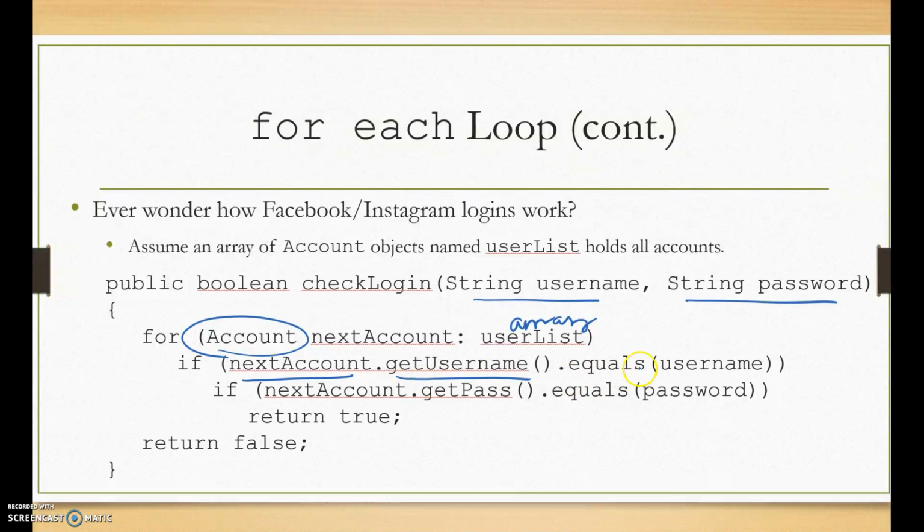That method username equals the username that's passed in. So if the username is a match, now I do the same thing and I call the password. If the password is a match, then I return true. If I've gone all the way through and I still haven't found it, then I return false. So this code is much simpler to read than if I were to have had a for loop, and that's why we like for each loops when they can help us.